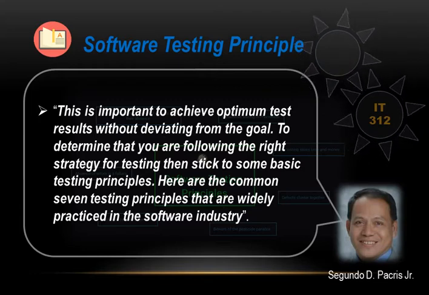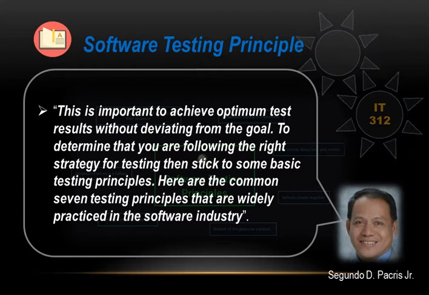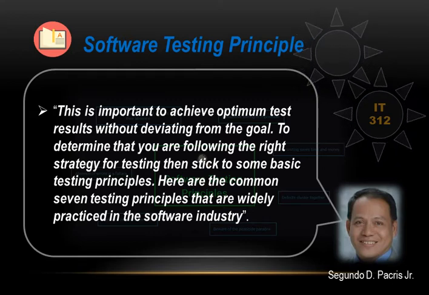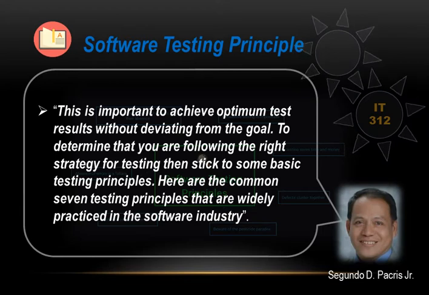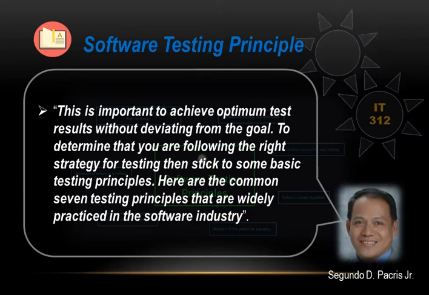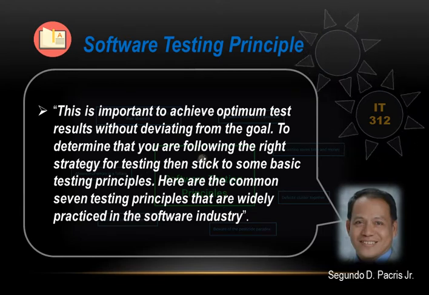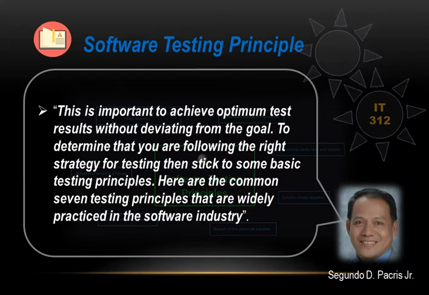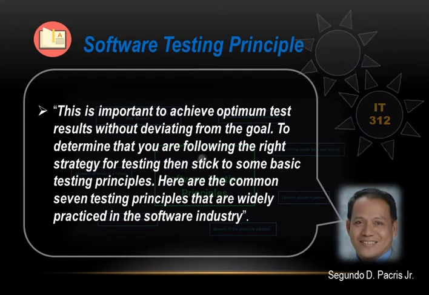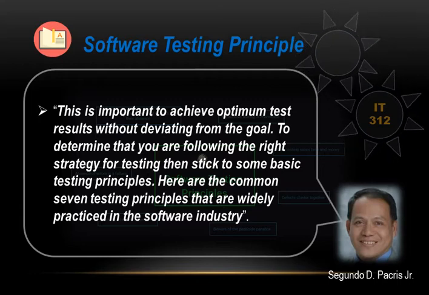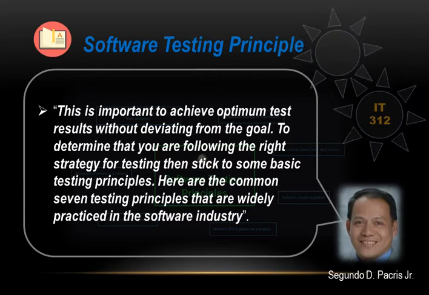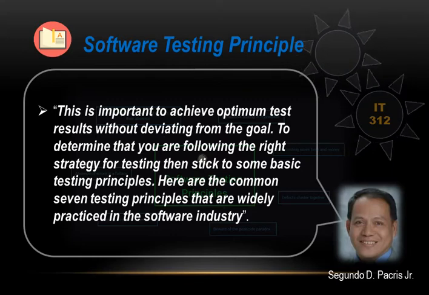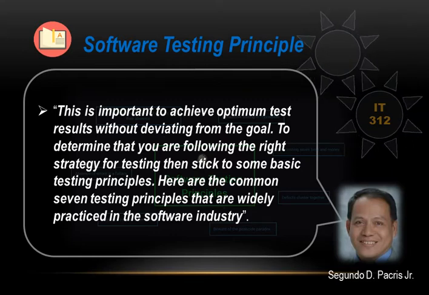Software testing principles. These are important to achieve optimum test results without deviating from the goal. To determine that you are following the right strategy for testing, stick to some basic testing principles. Here are the common 7 testing principles that are widely practiced in the software industry.